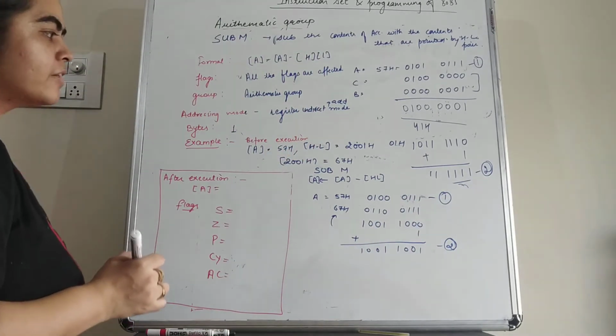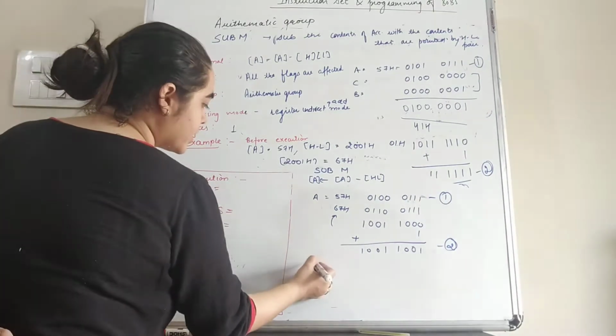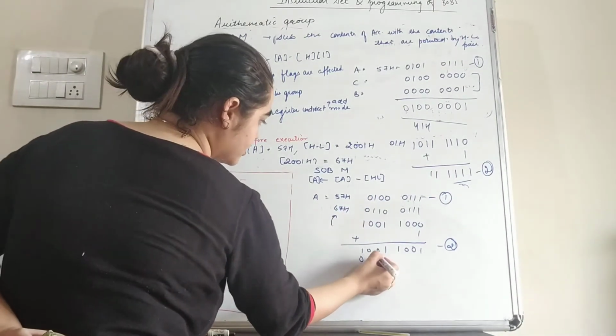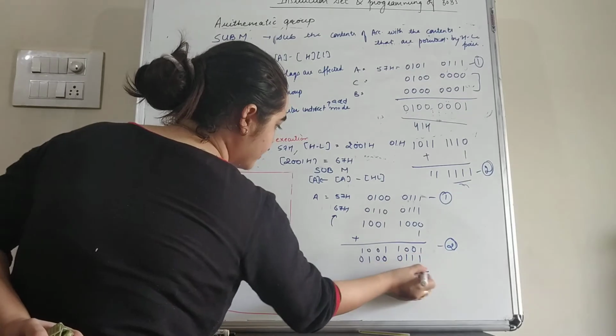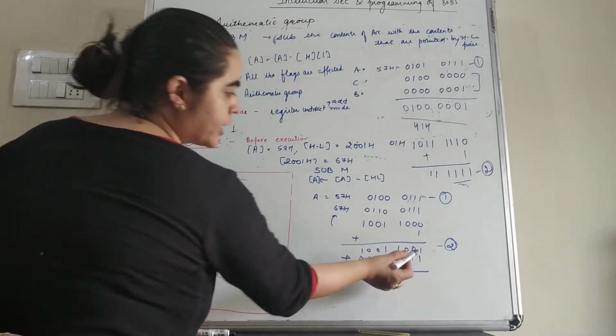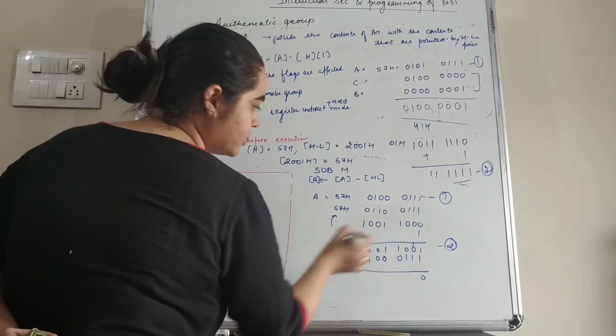Now we can add 1 with 2. So how can we add 1 with 2? This is 1, 0, 1, 1, 1. So add these two numbers. 1 and 1 is 10, 0 here, 1 is carried.